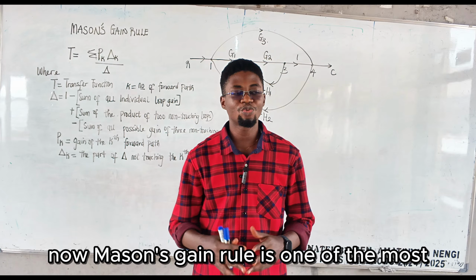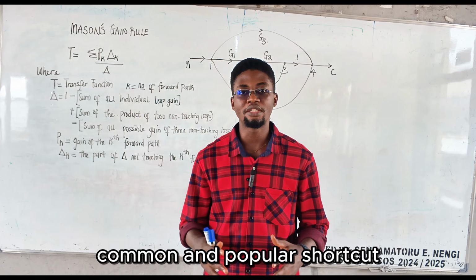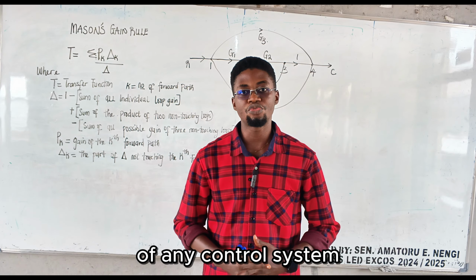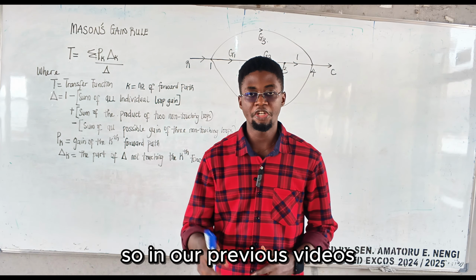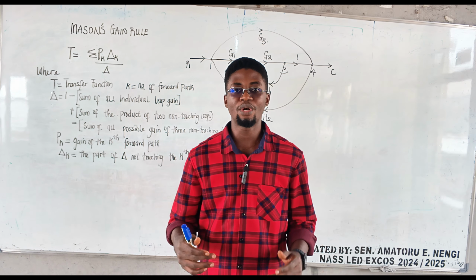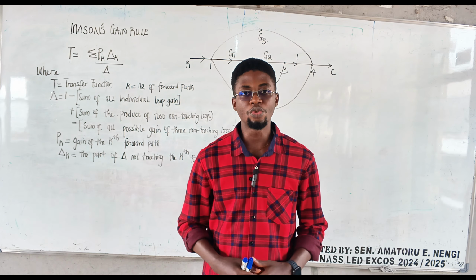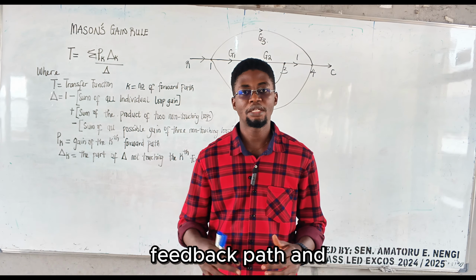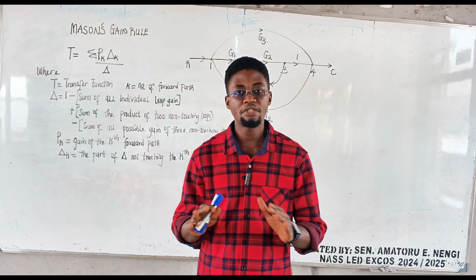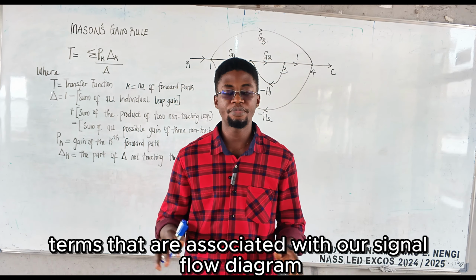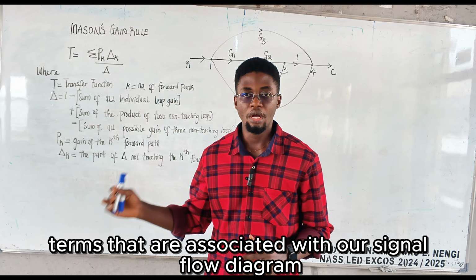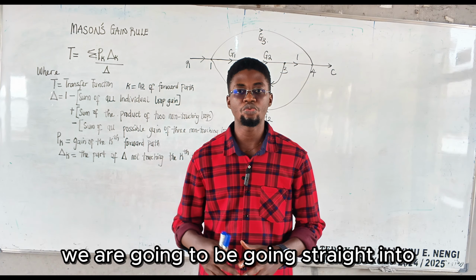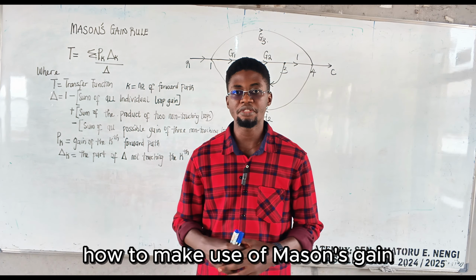Now, Mason's gain rule is one of the most common and popular shortcuts in finding the transfer function of any control system. In our previous videos, we've discussed the meaning of nodes, forward path, backward path, feedback path, and different terms that are associated with our signal flow graph. But in this video, we are going straight into how to make use of Mason's gain rule.